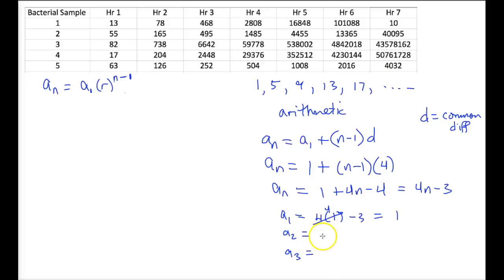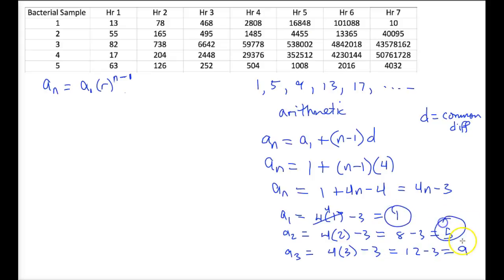For a sub 2, we would plug in a 2 for n, and 4 times 2 is 8, minus 3 is 5. And then for 3, we would plug in a 3 for n, and 4 times 3 is 12, minus 3 is 9. So you can see how these numbers match up with what I was talking about there. So that is an arithmetic sequence.